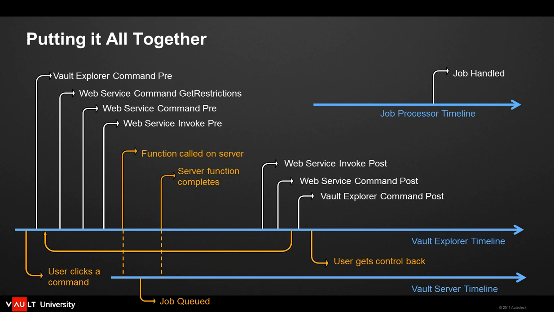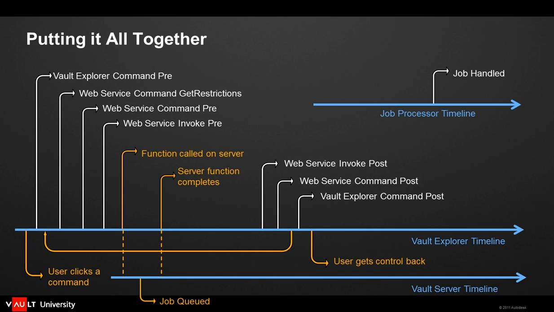So what I'm showing here is basically all of the event hooks that I've talked about so far, all 4 of them, all of the pre's and the posts, and where they fit on the timeline in relation to each other. So the blue arrows are the execution threads that are going on at various times, right? You've got users who are running Vault Explorer, you've got the server that's its own execution thread, and then maybe somewhere on the network you've got job processor running. So those are the three blue lines we're talking about here.